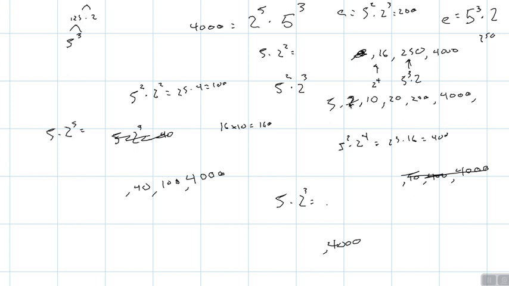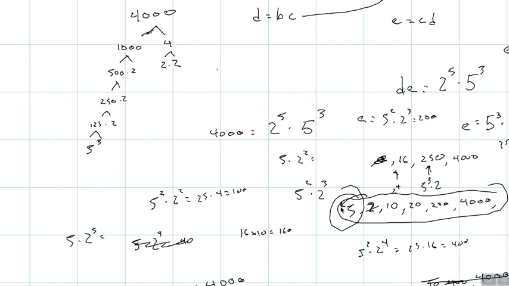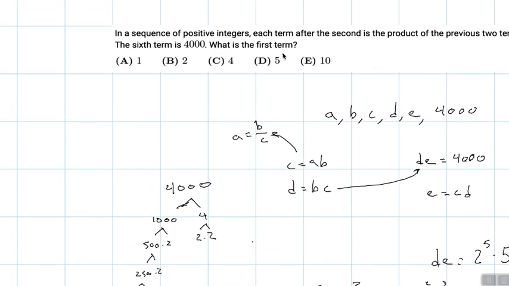Unless that doesn't really matter because there's no previous term before this. So this could be it. And it works. It's not a big deal because there aren't two terms before this 2. So actually, I'm going to say the first term is 5. So choice D.